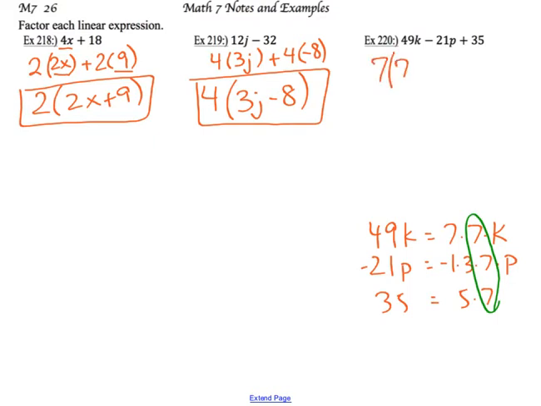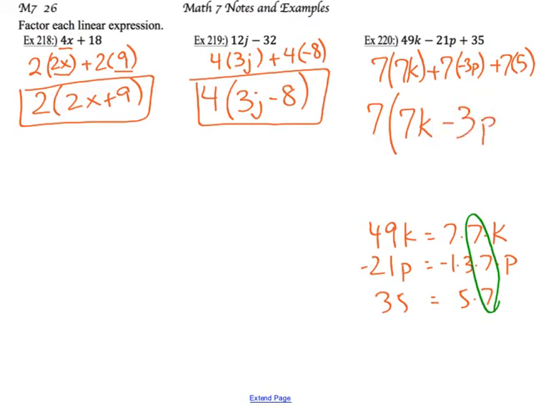49 is 7 times 7, so 7 times 7k. We're going to factor a 7 out of the other two terms as well. 7 times negative 3p is negative 21p. And 7 times 5 is 35. So I'm going to pull the 7 all the way out. I'll just bring down the parenthesis stuff. 7k plus negative 3p. I'm just going to write it as minus 3p. And plus 5. And that is factored completely.